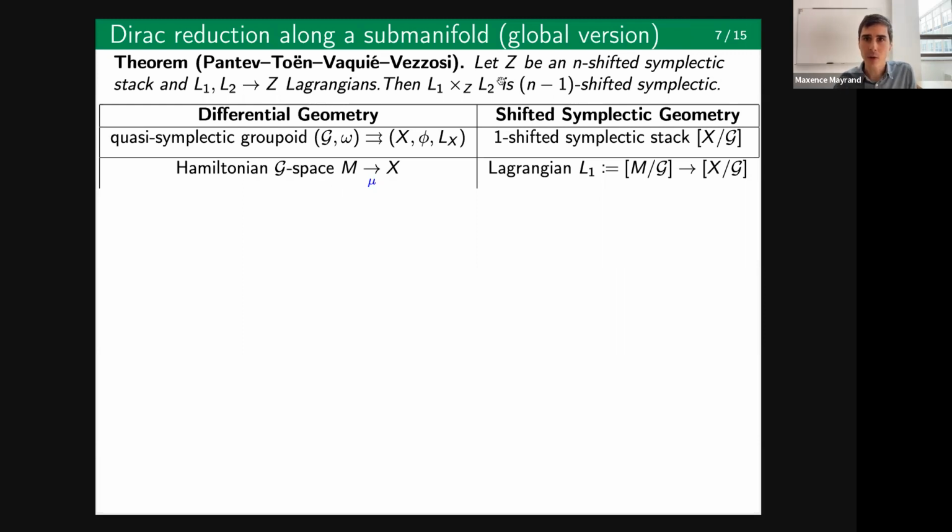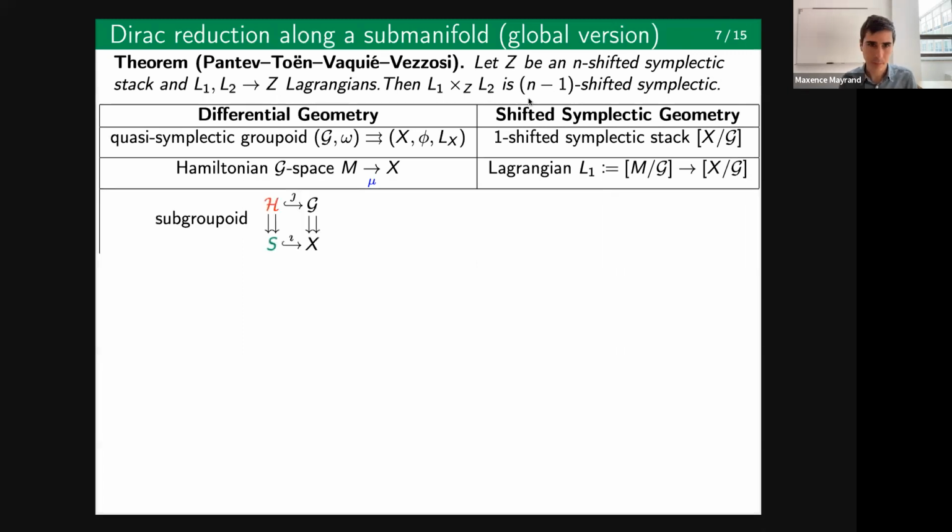Okay, so we have one shifted symplectic thing and one Lagrangian. So any second Lagrangian will give something zero shifted symplectic, which is ordinary symplectic geometry. One place to look is the subgroupoid. If you take a subgroupoid of a quasi-symplectic groupoid, this will induce a map of quotient stacks. And then you may ask what kind of structure we need so that this map is Lagrangian.